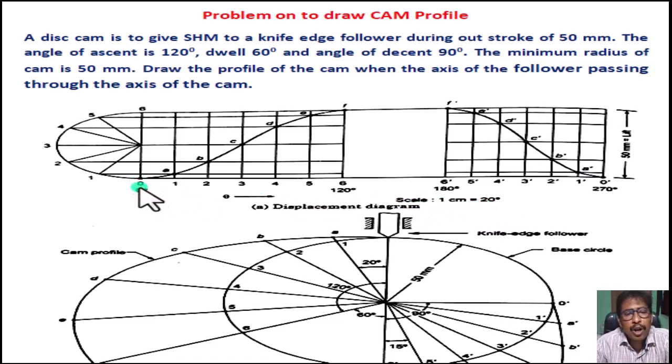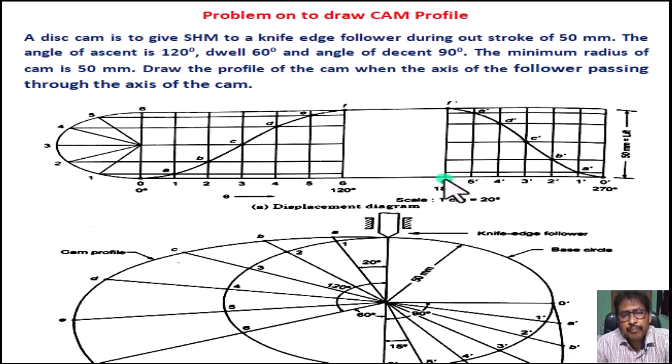First we draw the 0-6 line. This is the angle of ascent, 120 degrees, which is 6 centimeters, as the scale is 1 centimeter equal to 20 degrees. Now this is the angle of dwell, 120 to 180, which is 60 degrees. This length is 3 centimeters.